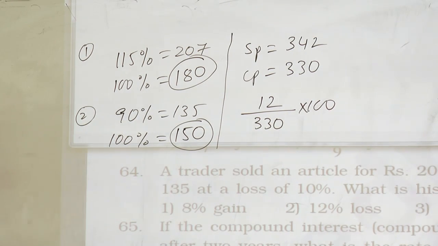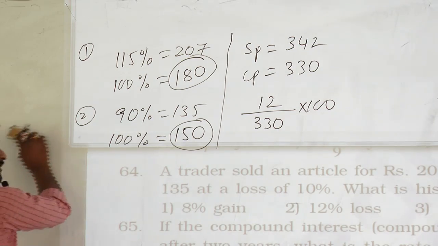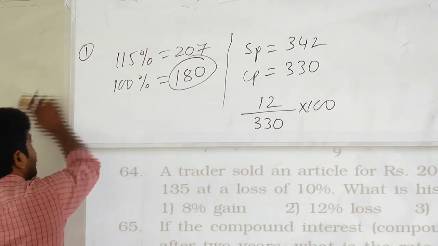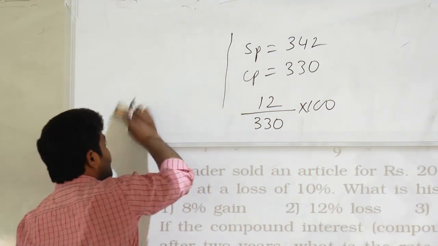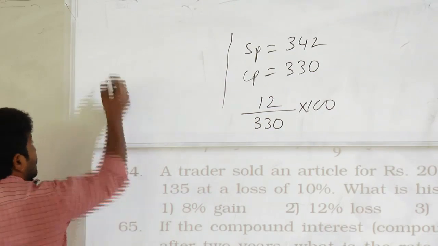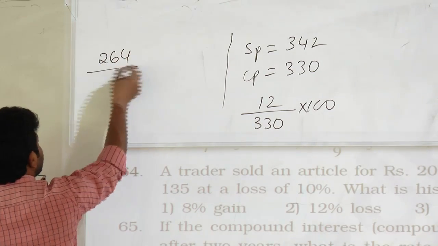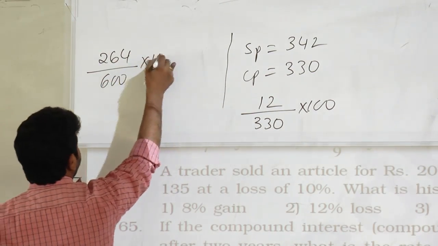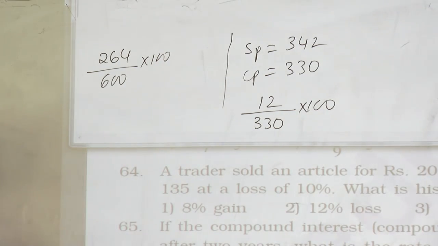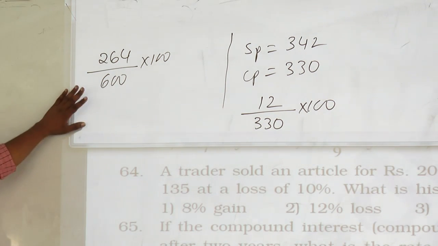If the compound interest, compounded annually on a sum of 600 rupees, is 264 after 2 years, what is the rate of interest? It asks about the rate of interest. 264 is what percent of 600? Total interest obtained in 2 years is given as 264 and your principal is 600 rupees.